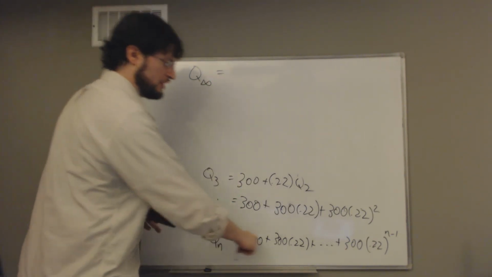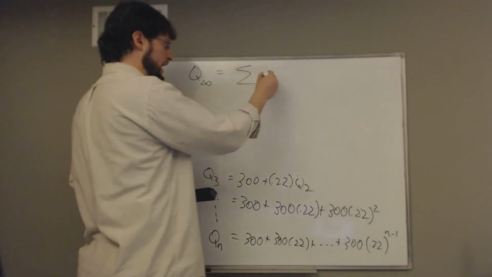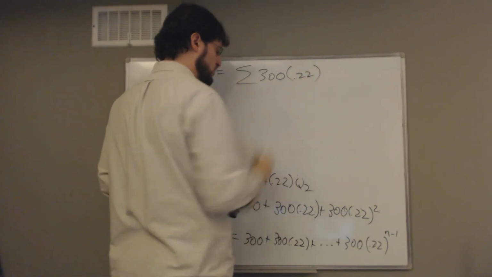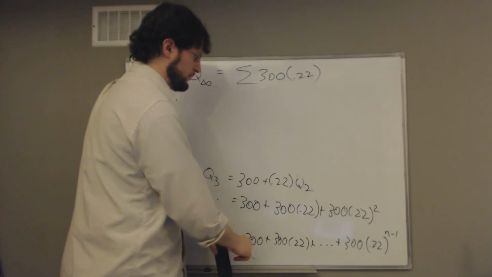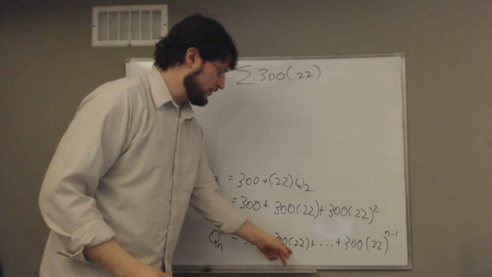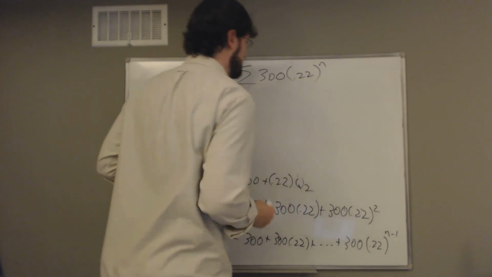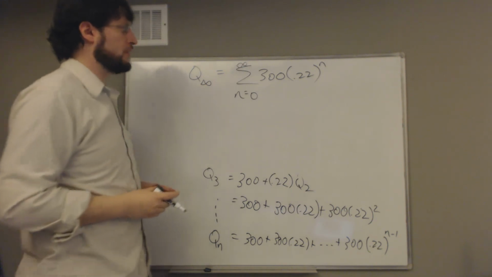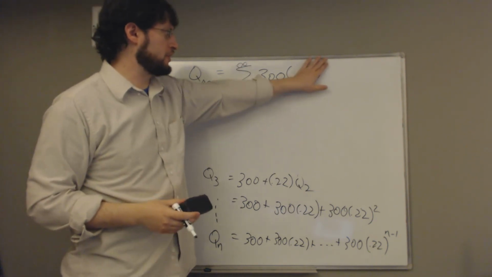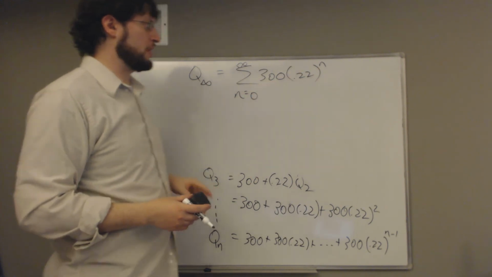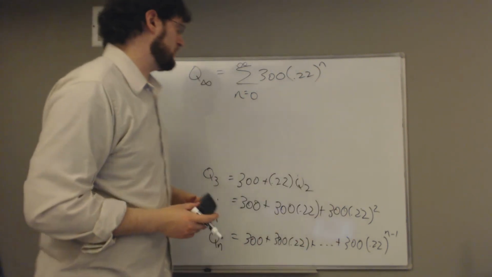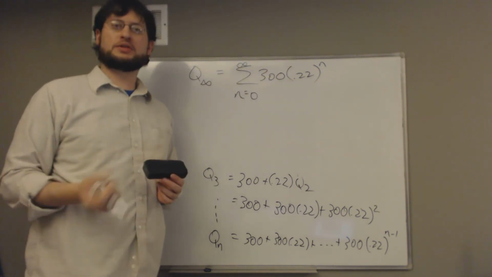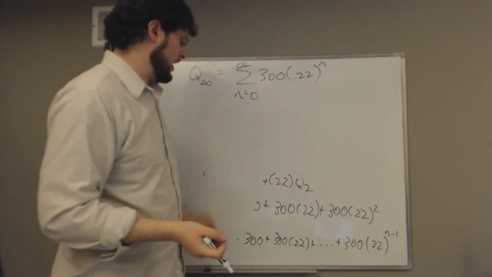Right, so this should be a sum as this goes all the way out. 300, and what is that? 300 times 0.22. So the first term is 300, and the r value as I move is 0.22. So this is the sum of 300 times 0.22 to the n, where n starts at 0 and goes to infinity. Because when I plug 0 in for n, the first thing that I get is 300, and then the next terms add a factor of 0.22 each step on the way. So this is the long-run dosage of the drug that remains in the body.